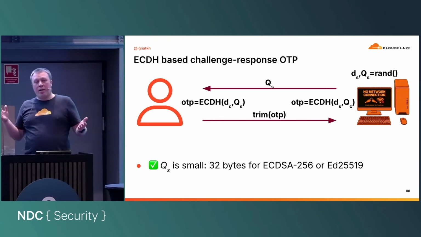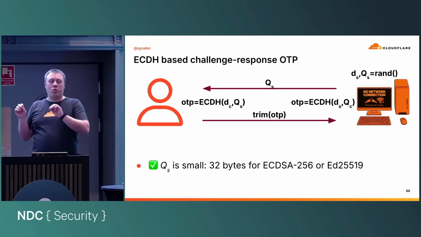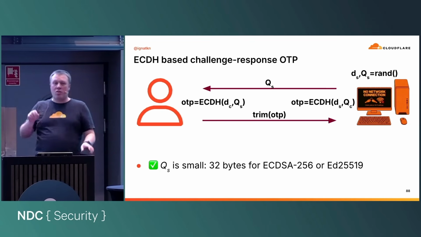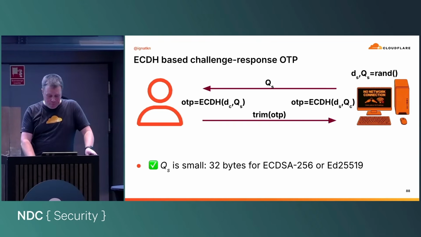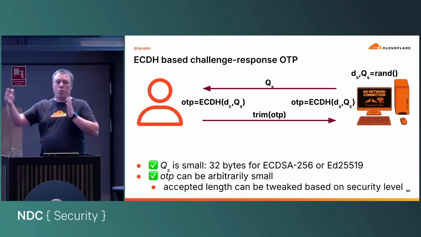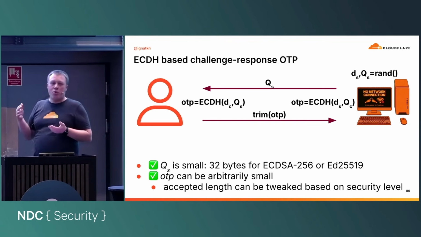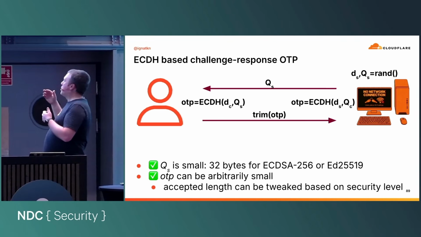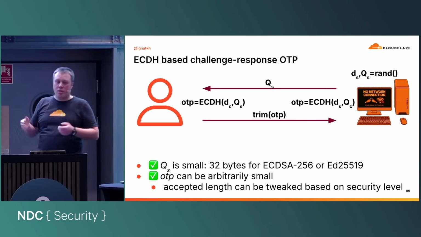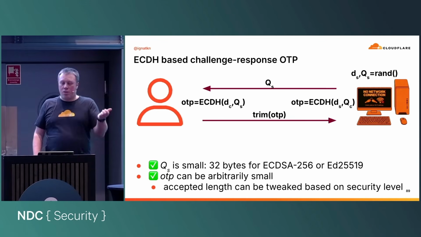And again, it's longer than previously, but this is a challenge. So users don't have to type it. It's just presented on the screen. So it's short enough to be presented on the screen so users can copy-paste it. And then, in this case, the OTP itself can be arbitrarily small. So we can send only the first byte, first 2 bytes. So depending on the security level we want to achieve, we can negotiate. So let's say 8 bytes is enough. So we can trim it to 8 bytes and the verifier will have sufficient confidence that the user computed the same shared secret.